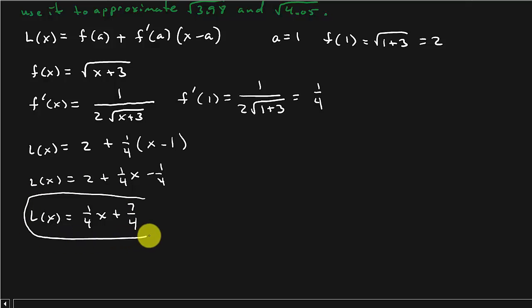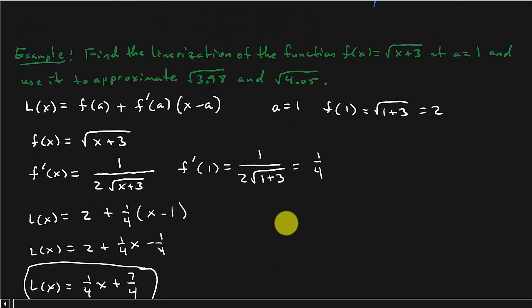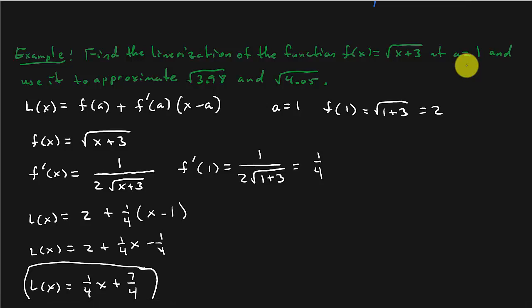All right. So that's the answer to find the linearization of the function f of x equals the square root of x plus 3 at a equals 1. That's the answer to that. That's the linearization of the function. Now they want us to use it to approximate.